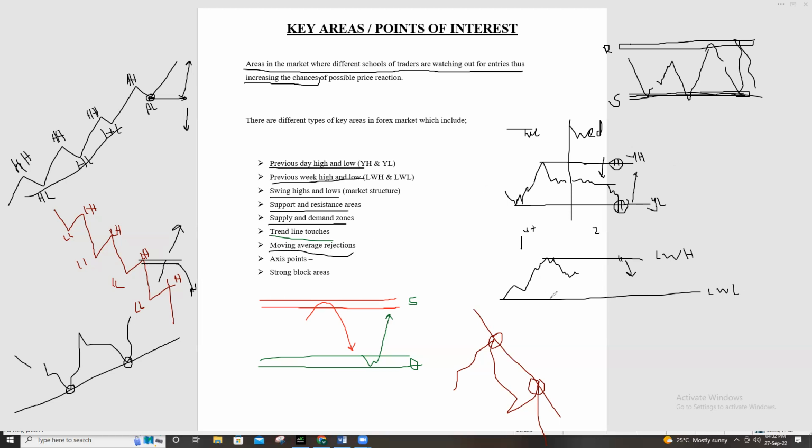Then we have the moving average rejection. So let's say we have this moving average here. Let's do a green one. So we have this buying moving average. Then the market interacts with it, rejects off it, goes, touches it, moves up. So these touches or rejections where it's not breaking it. And sometimes this is textbook, meaning it's super perfect.